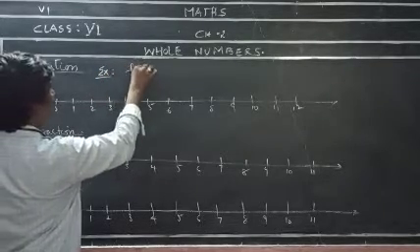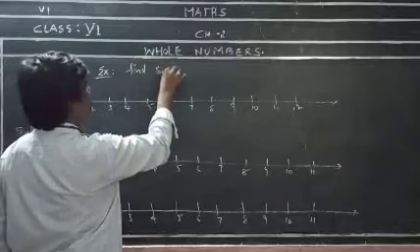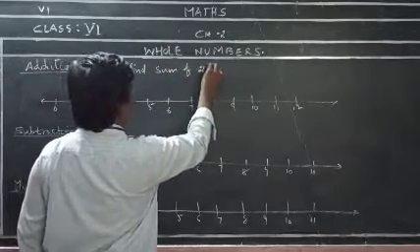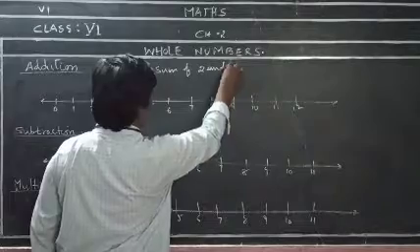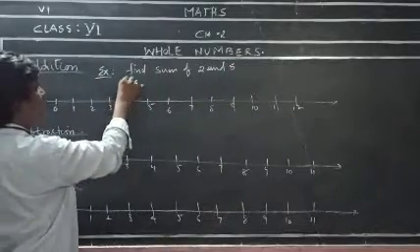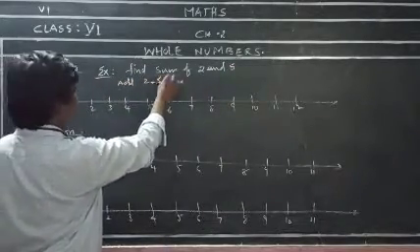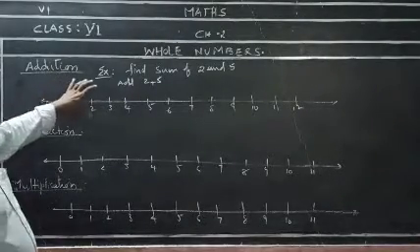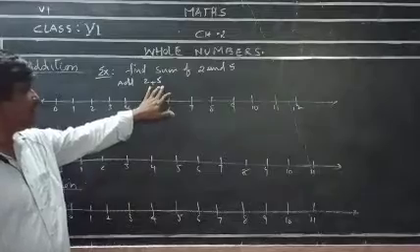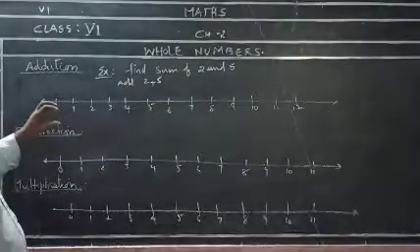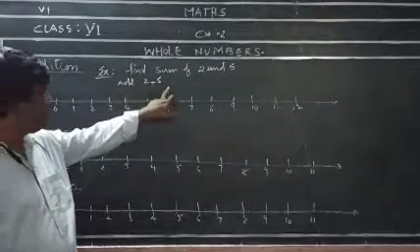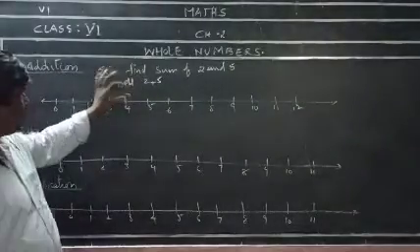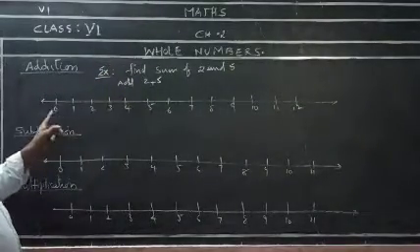Find the sum of 2 and 5. That means add 2 plus 5. How do we add? How do we represent this addition on the number line? Here, what is the question? 2 plus 5 means, what is 2?